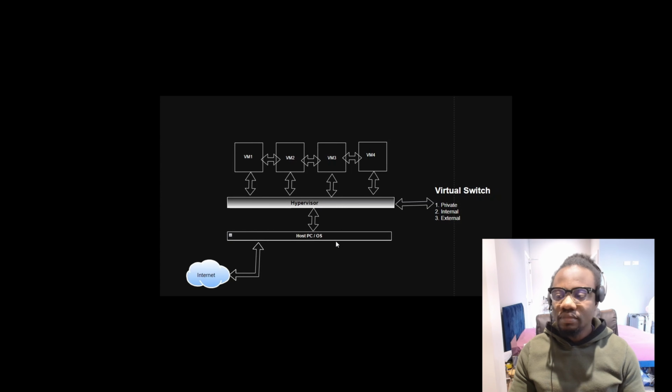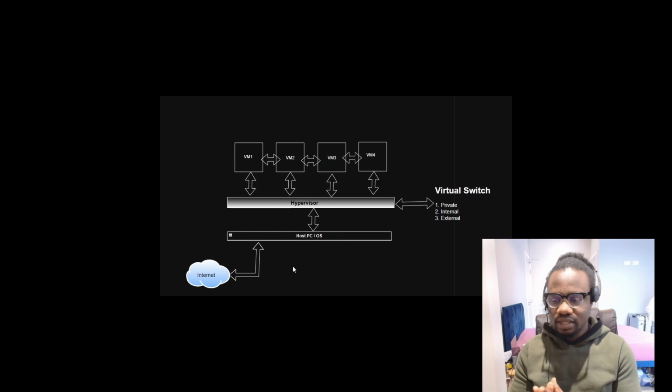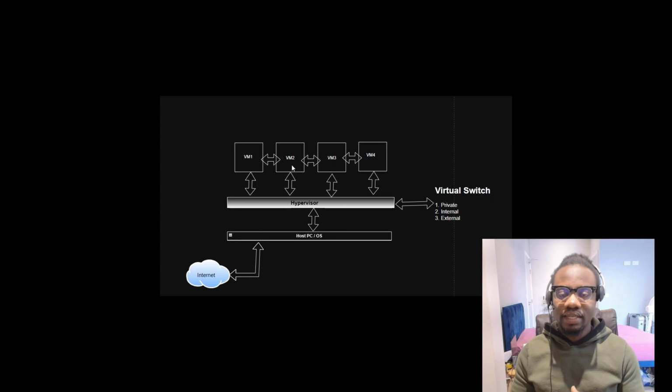Now, the third one, which is external, will give you access to the internet. So it allows this VM to have access to the internet based on a protocol called NAT. That is outside the scope of this, but just understand that the external, when you set it up, allows the VMs to have access to the internet. All right, so that is basically what the virtual switches do.